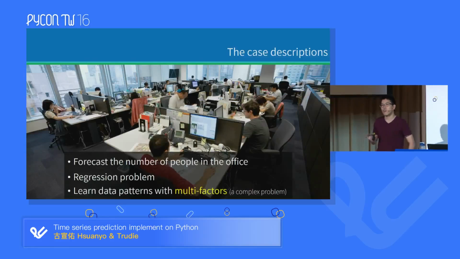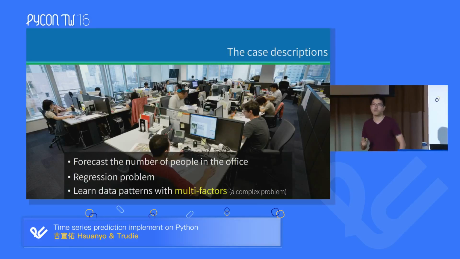Okay, so originally, I wanted to solve a problem: predicting the number of people in the office. So I defined it as a regression problem, and I think there may be some factors that influence whether people want to stay in the office or not, like the outside temperature. If it is high, you will like to stay inside.